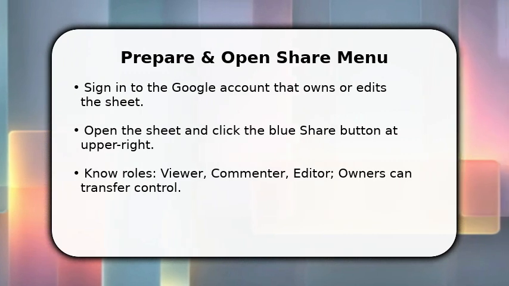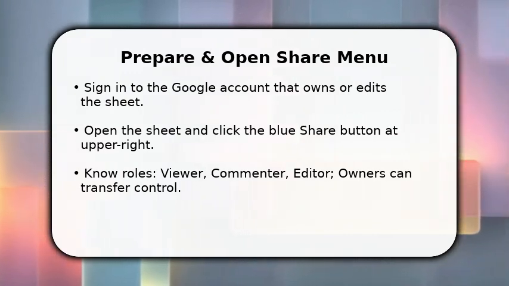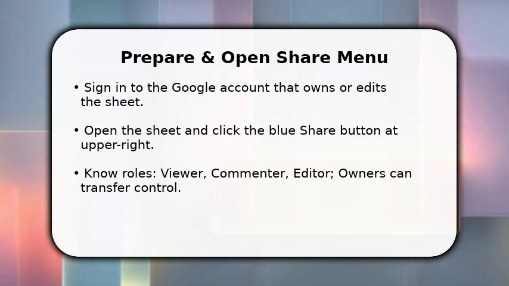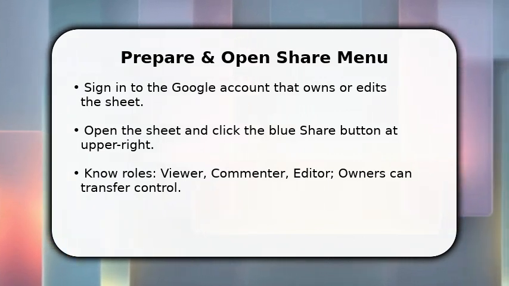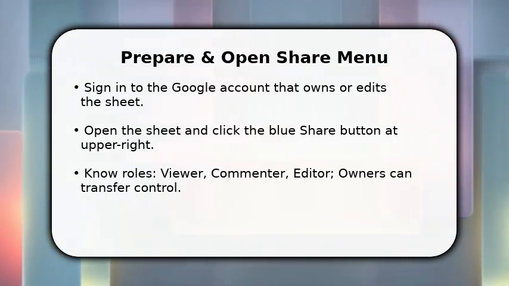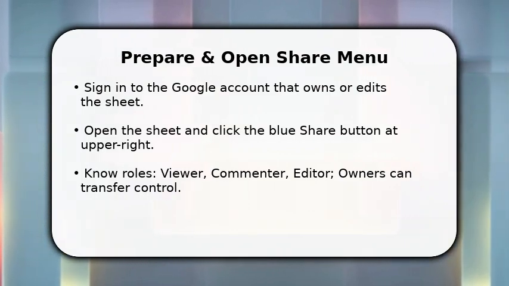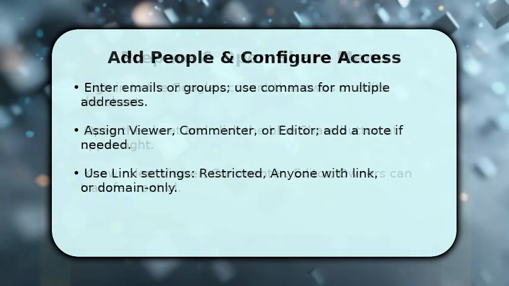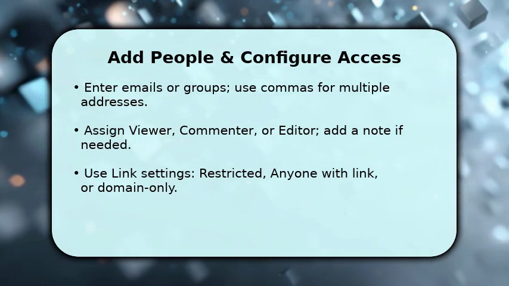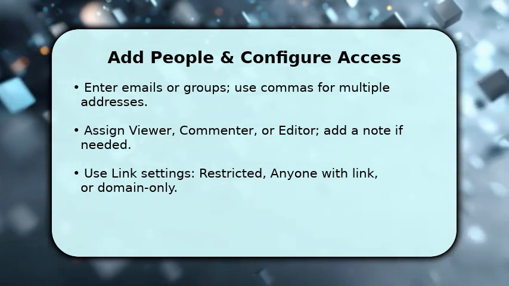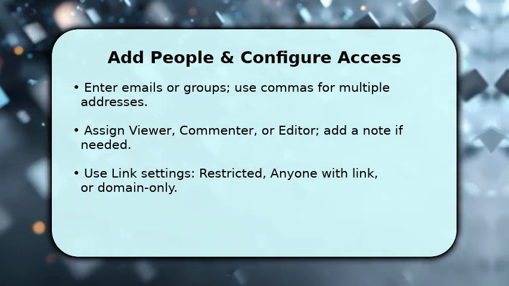If you don't see the Share button, you may lack edit rights. Request access first before proceeding. Now add collaborators by typing emails or Google Groups and hit Enter. Include a custom message if you want context. Choose the correct role: viewer for read-only, commenter for feedback, editor to change content, because that controls what others can do.